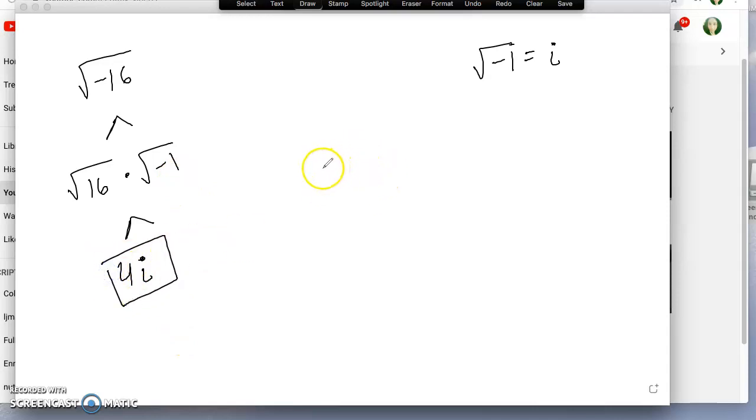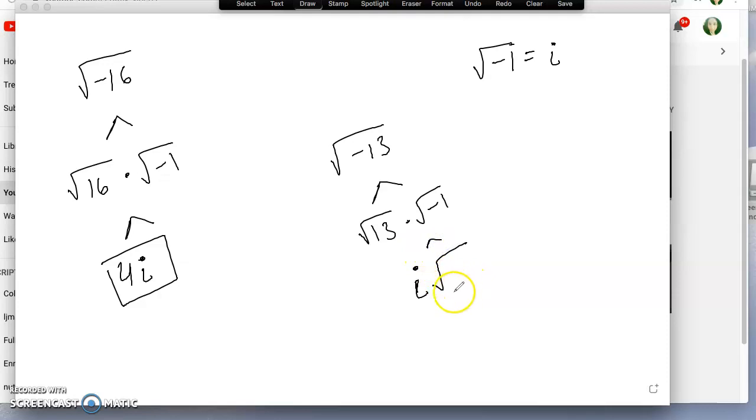Okay, now I'm going to do the other one, -13. I'm going to split it into a product of square root of 13 and square root of -1. Square root of 13 I can't simplify anymore, but square root of -1 is i, and square root of 13 stays 13.